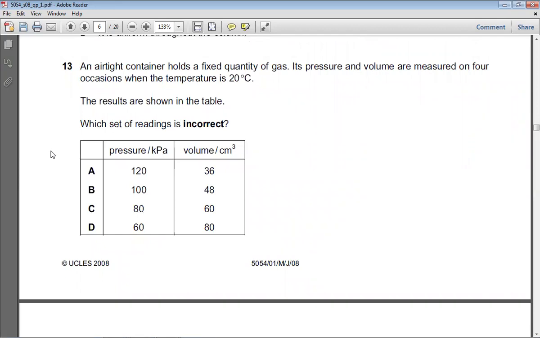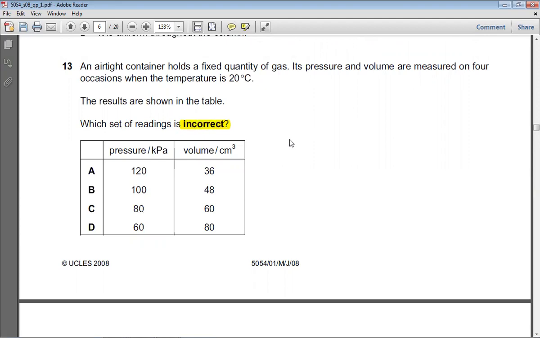An airtight container holds a fixed quantity of gas. Its pressure and volume are measured on 4 occasions. When the temperature is 20 degrees centigrade, the results are shown in the table. Which set of readings is incorrect? So we are looking for the reading which is incorrect.